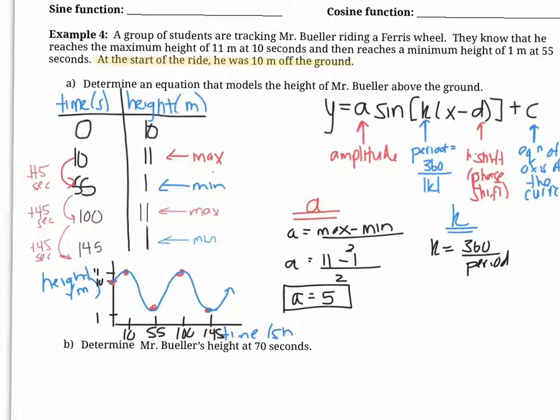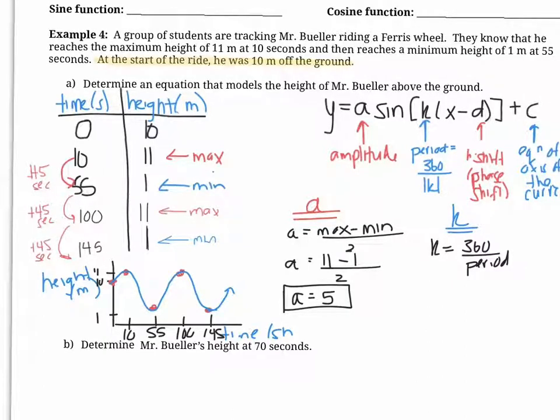The period is 90, isn't it? How long is it from 10 seconds to 100 seconds? Well, 100 minus 10 is 90. Does this 90 make sense from our chart? Well, to get from the max to the min, it's 45 seconds. And to get back to the max is another 45 seconds. So from max to max, it's going to be 45 times 2, which is 90 seconds.